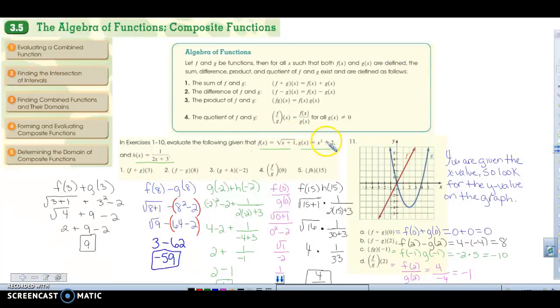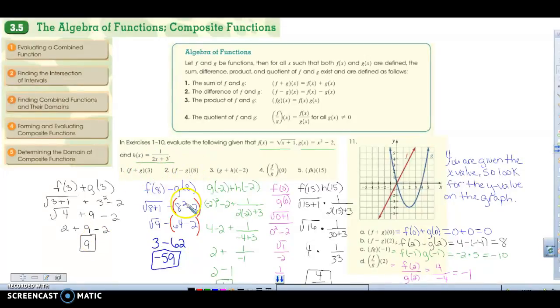They've given us the f, g, and h functions in the form of an equation, and now they're asking us to perform different operations. So finding f plus g of 3 is equivalent to finding f of 3 plus g of 3. The 3 represents the x value that you input into the f function, so we have the square root of 3 plus 1. Inputting this into the g function, you would have 3 squared minus 2. You then simplify to get an output of 9. So f plus g of 3 is equal to 9.